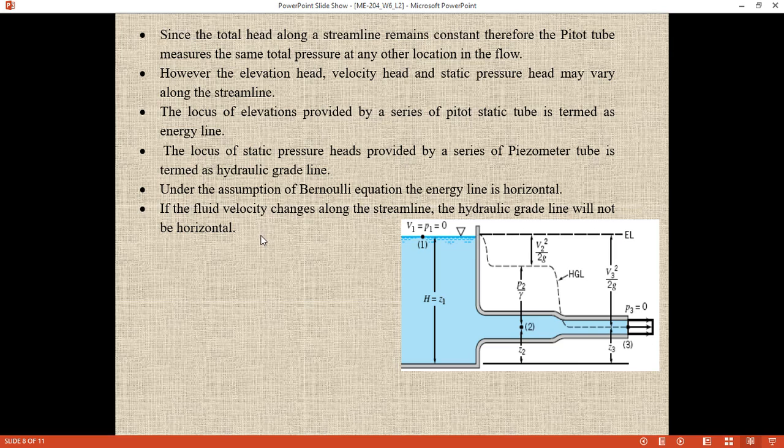But as the velocity changes, as the fluid enters this pipe, the velocity changes. As the velocity is changing, the hydraulic grade line is coming down. This is working like a nozzle. Because it's converging, when it passes from the bigger area to the smaller area, the velocity further increases. So what happens, the hydraulic grade line will come further down.